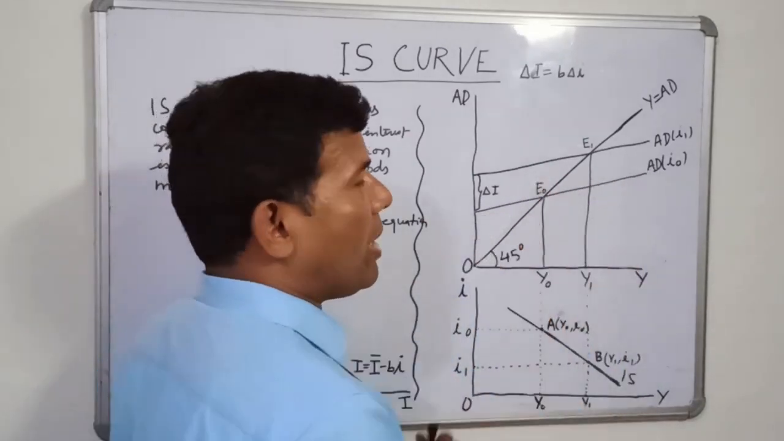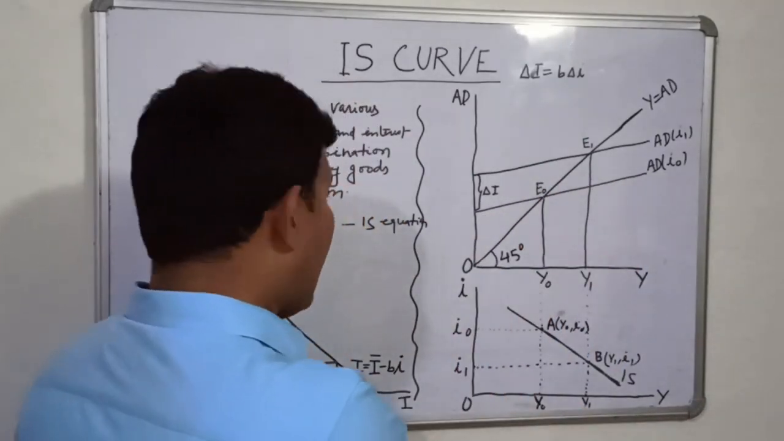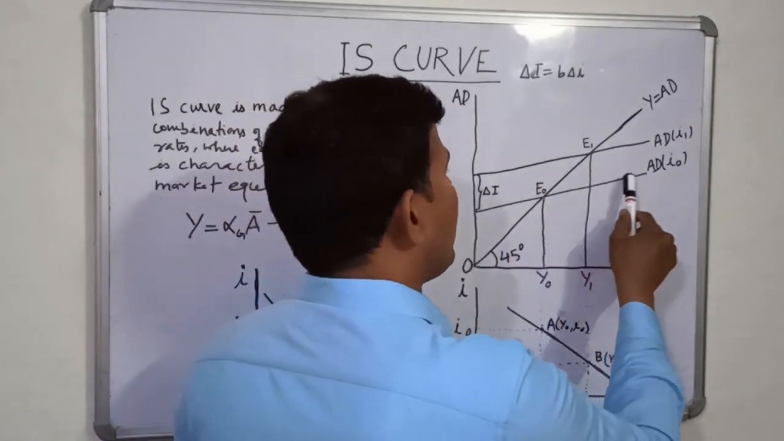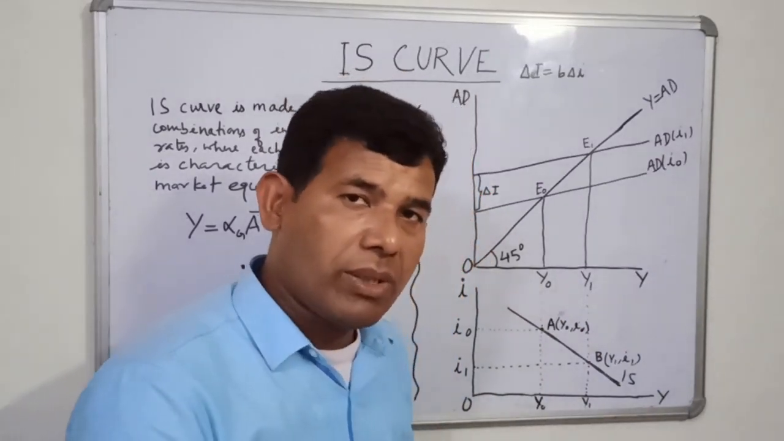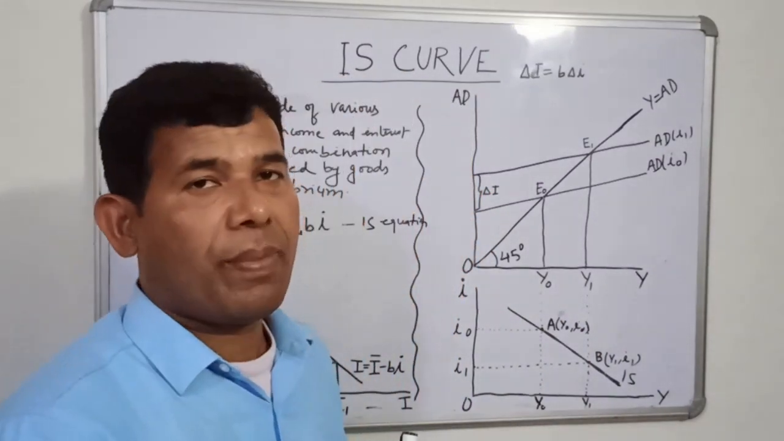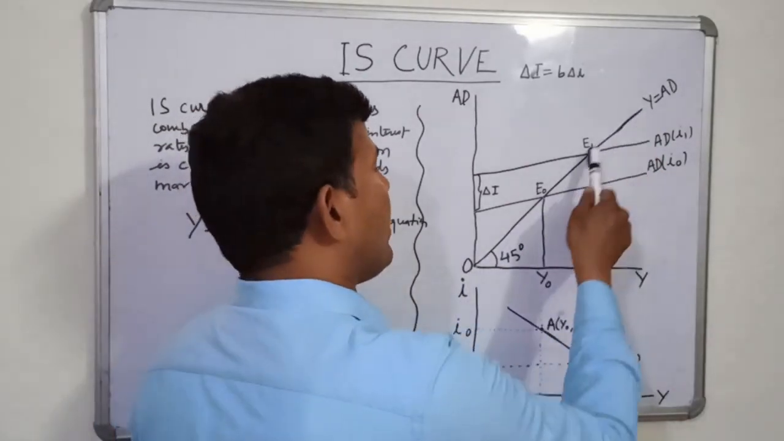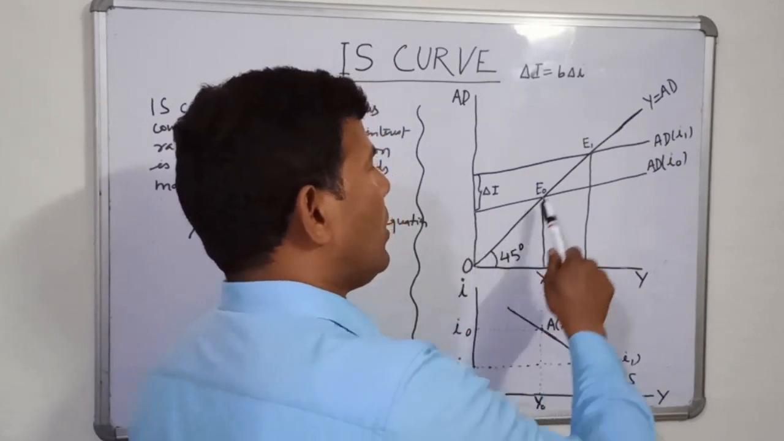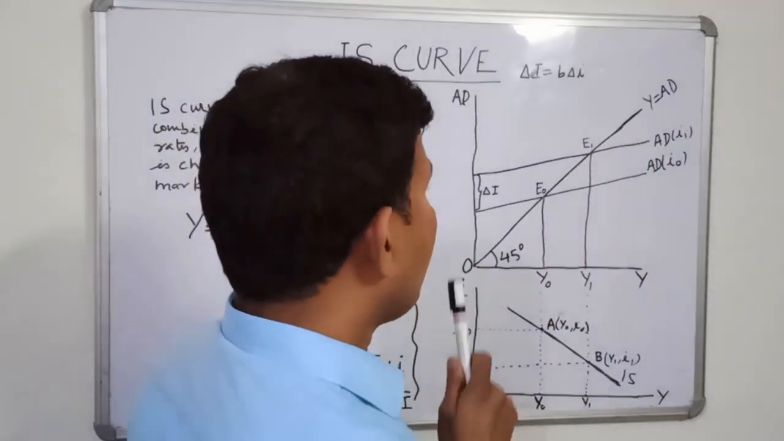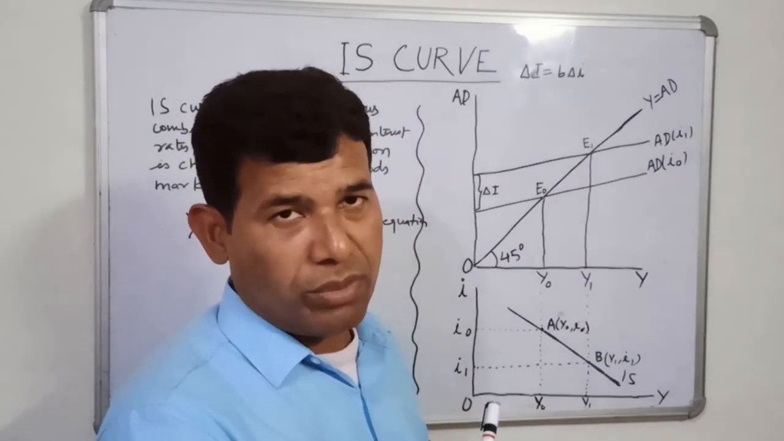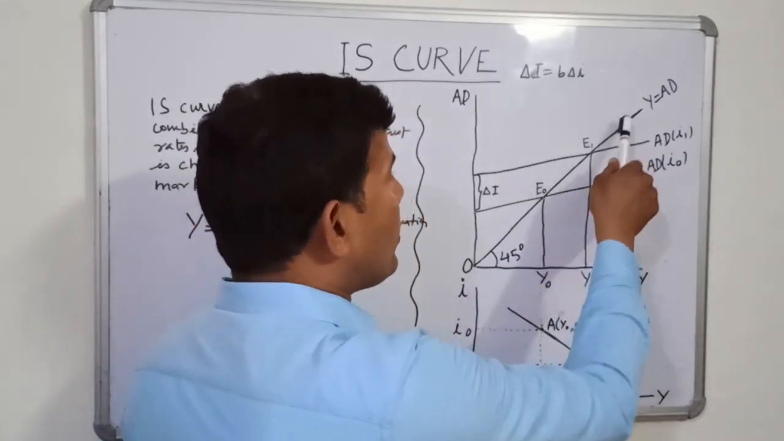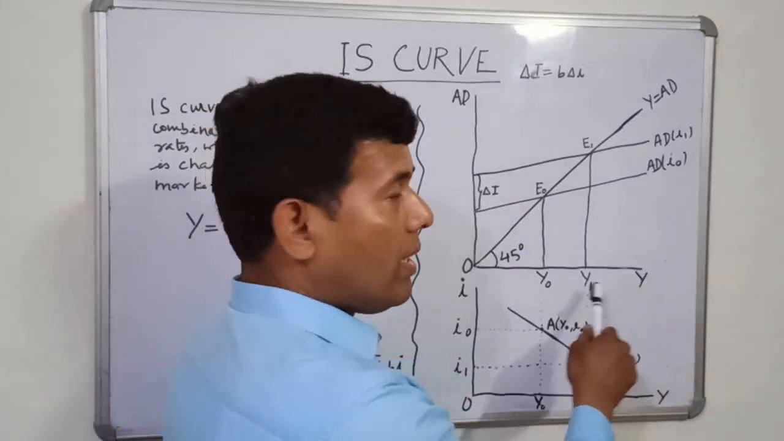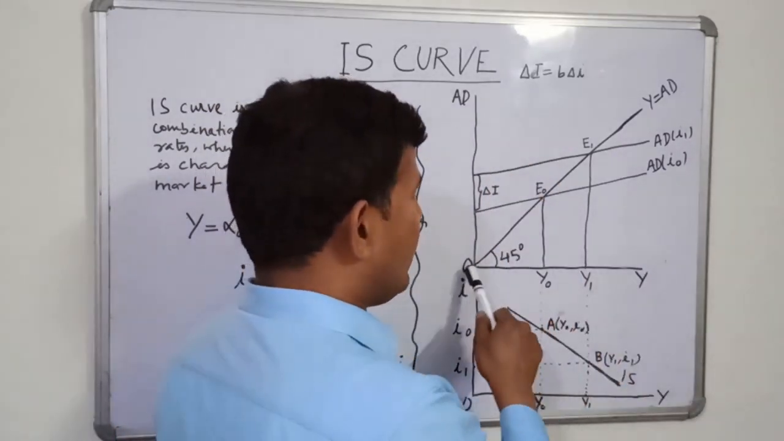So this aggregate demand line corresponds to the I0 interest rate. Now, once we have drawn this aggregate demand line, can we find the equilibrium level of income? Yes, with the help of the 45-degree line. What is the significance of the 45-degree line? All points on this line are characterized by equilibrium in the goods market. Why? Because each point on this line has equal distance from the aggregate demand line and the income line.